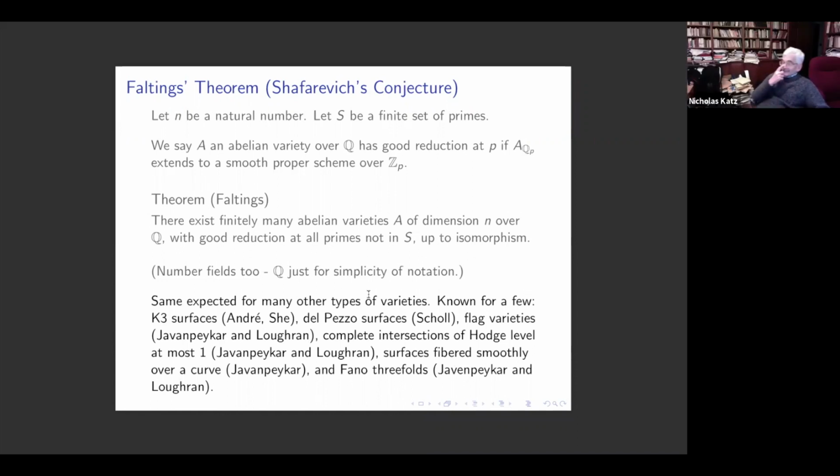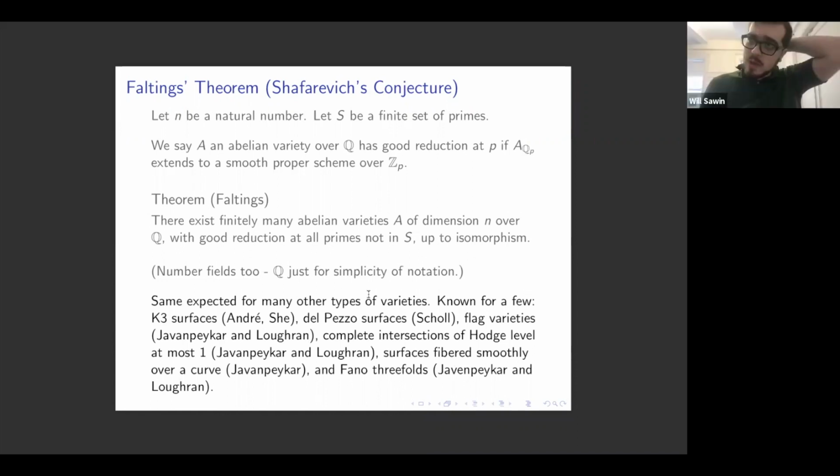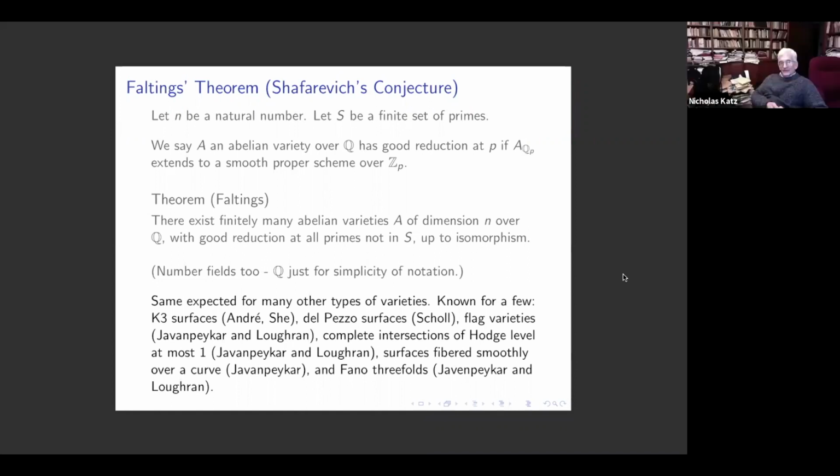Okay. But it's not just K3 surfaces. No, cubic threefolds are the very interesting case where they have the intermediate Jacobian. Are you, do you have a question? Oh, you're muted, I think. Sorry? Can I say? Yeah.